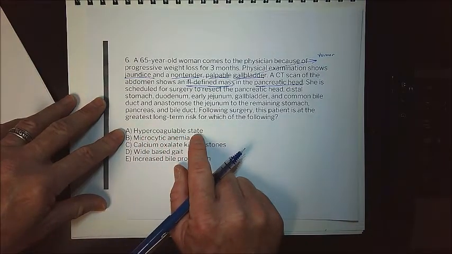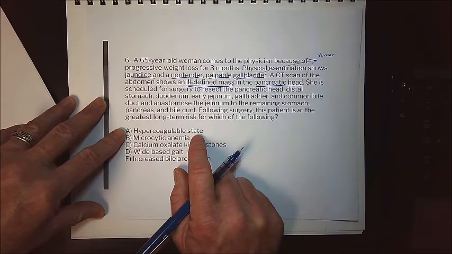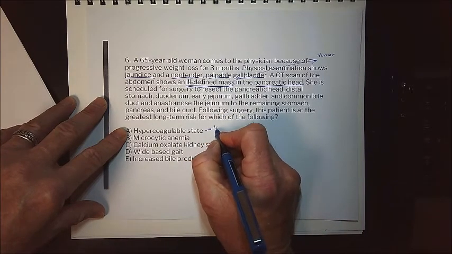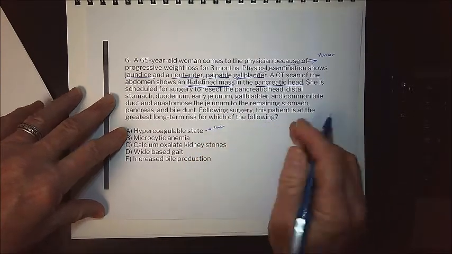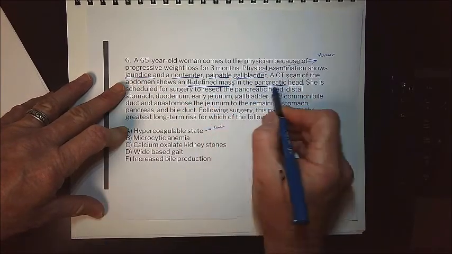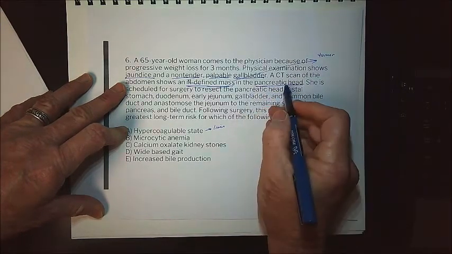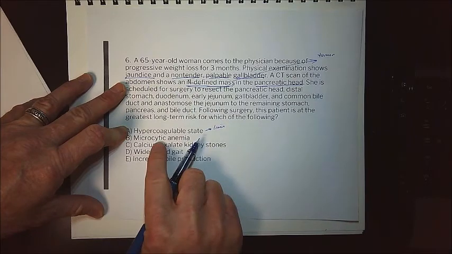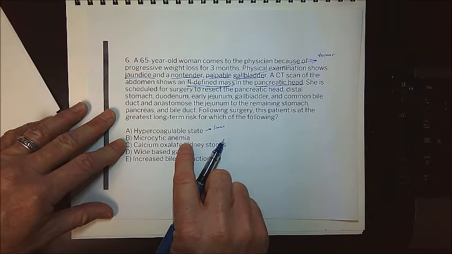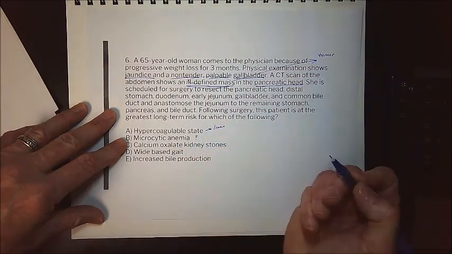hypercoagulability state. Okay, so is she producing a lot of coagulation factors that could increase her risk? Well, this is going to be largely liver enzymes, liver proteins that are being secreted. Liver seems to be fine. She's having a little bit of jaundice, probably because this mass at the pancreatic head is squeezing that common bile duct, causing some jaundice. Microcytic anemia. Could she develop microcytic anemia? So let's put a question mark on there.